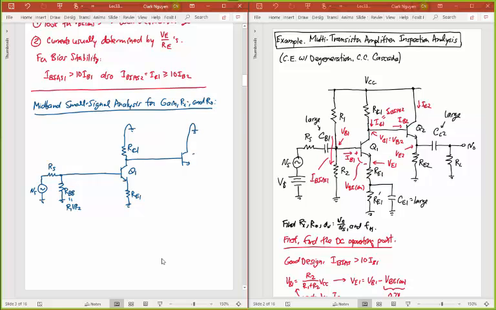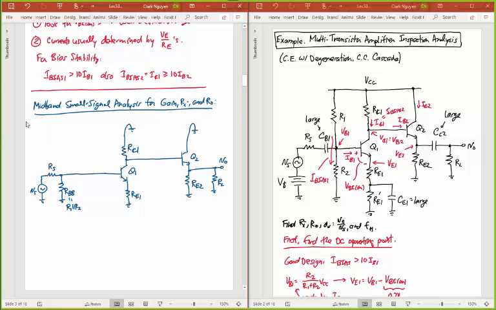So that's Q1. That's Q2. Q2 also loaded with emitter resistor RE2. And then this final bypass capacitor, or coupling capacitor at the output, gets shorted. So at my output, I directly see RL, and there's my output voltage V0. Okay, so this is my small signal circuit that I now would like to analyze.